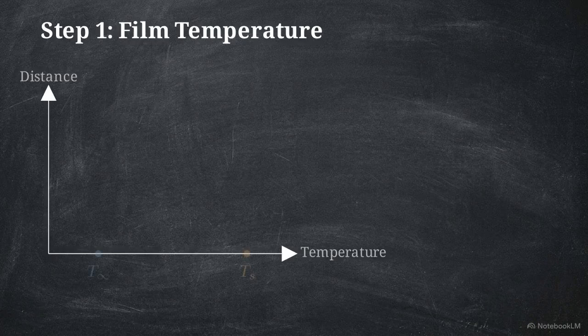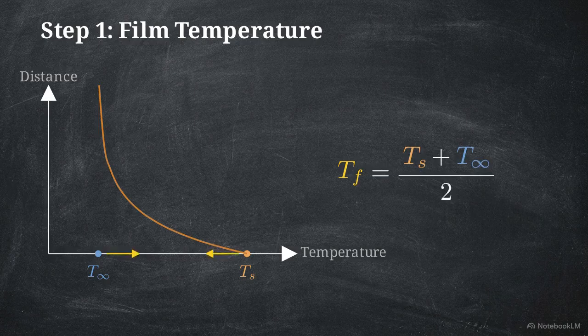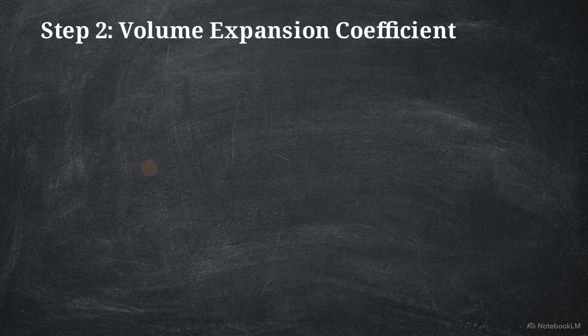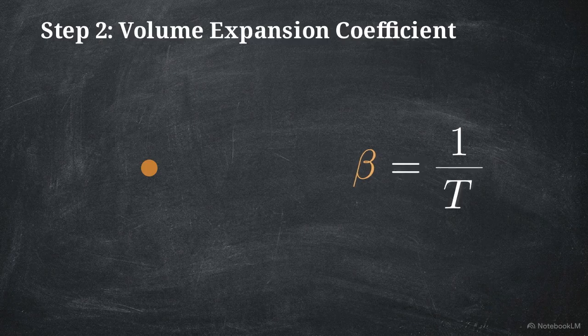As this diagram shows, the temperature changes gradually across the fluid boundary layer. To look up the correct fluid properties in your textbook tables, you need the exact average between the surface temperature and the ambient room temperature. Next, you evaluate how much that fluid expands when heated. That is represented by the volume expansion coefficient, or beta. For an ideal gas like air, beta is simply 1 divided by the temperature.